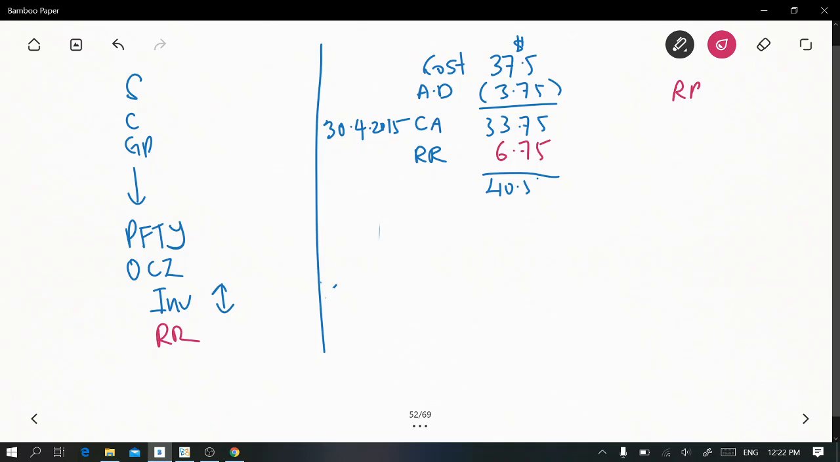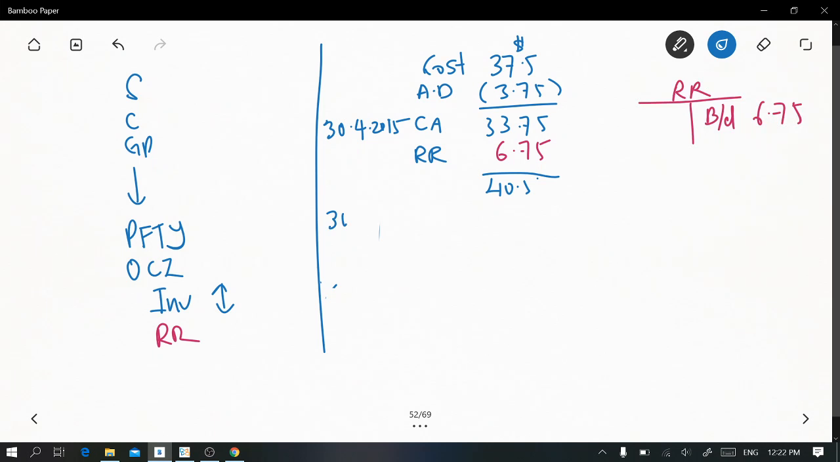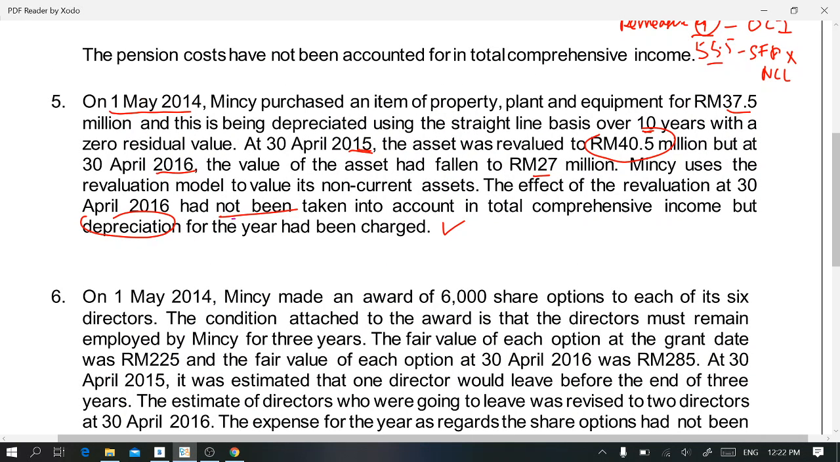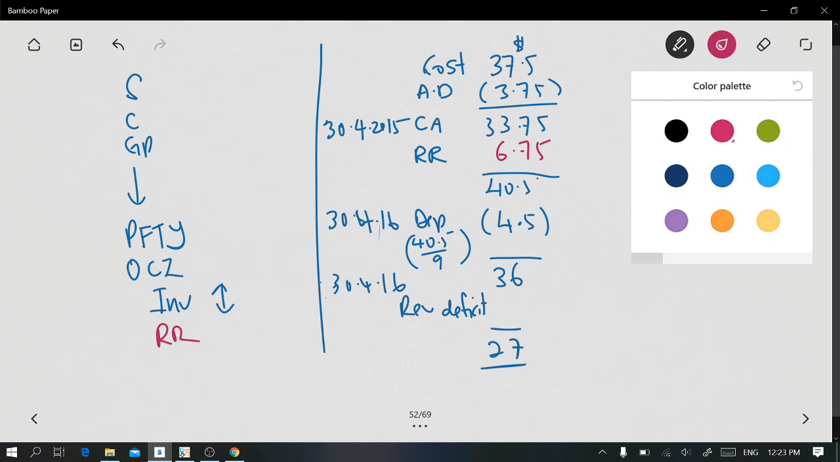So our reserves now will be 6.75 from last year. We are now in 2016, and continue depreciation. 40.5, still got 9 more years to go, 4.5, giving 36. This is 30th April 2016, and it will be revalued to 27 million. So the current year it will be valued to 27 million, so your revaluation deficit is 9.